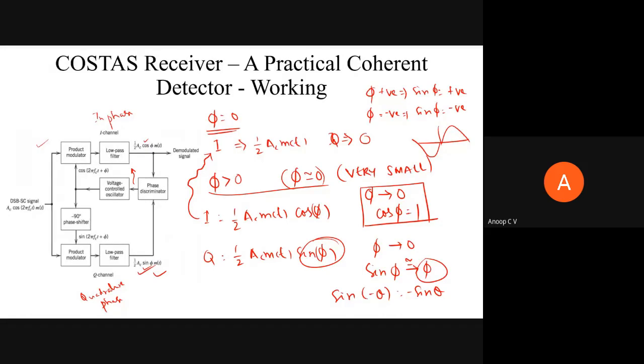A Costas receiver can detect a DSB-SC signal, and it can bring in phase synchronism. How many of you agree, with whatever explanation I have given, are you ready to accept it? Yes or no. I didn't ask if you have any doubt. Is it somewhat clear? I'm not asking if it is 100% clear. Did you get an idea? If you just sit and think it through, will you be able to learn it on your own?